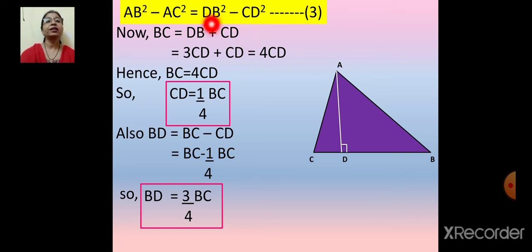So we will try to express these two terms DB and CD in terms of BC. So let us see how we can do that. From the diagram, this length BC we can split into BD plus CD, isn't it? So write BC is equal to BD plus CD. But it is given that BD is 3 times CD. So make use of that.